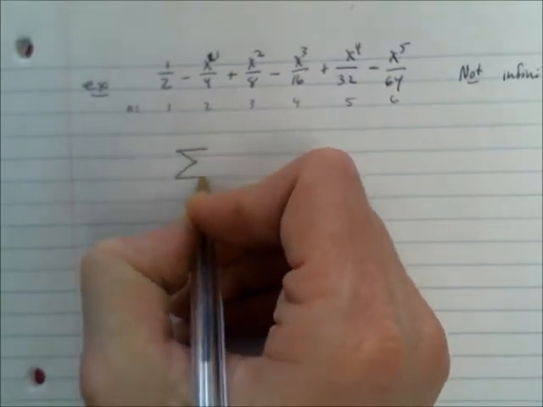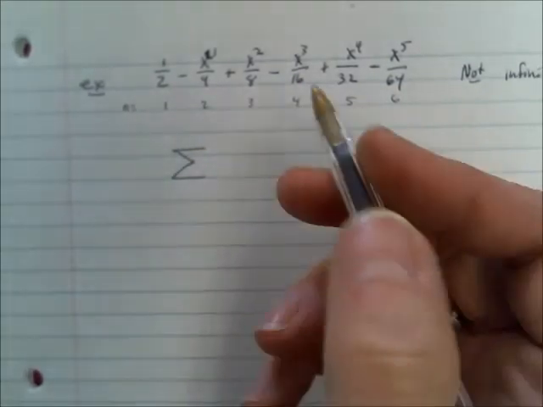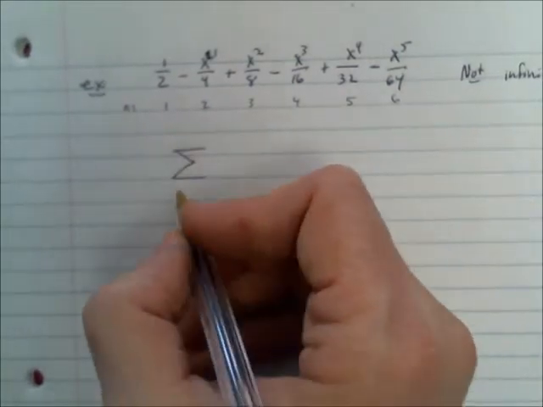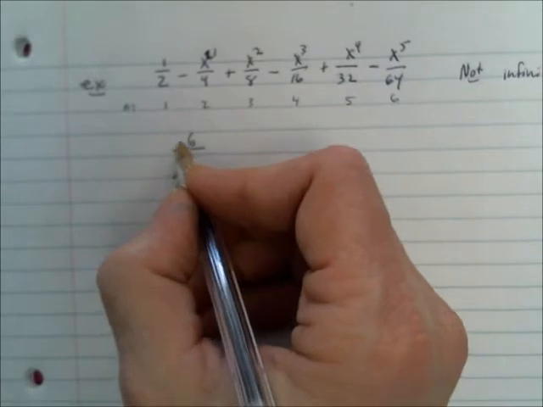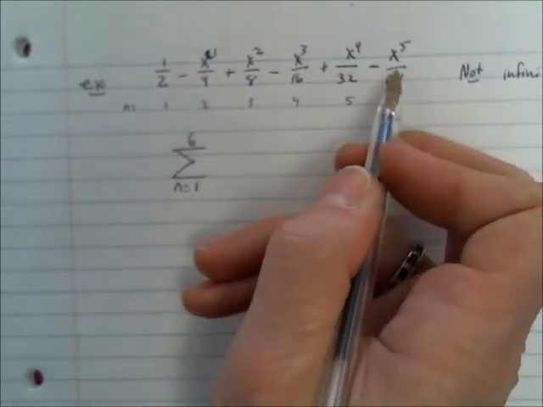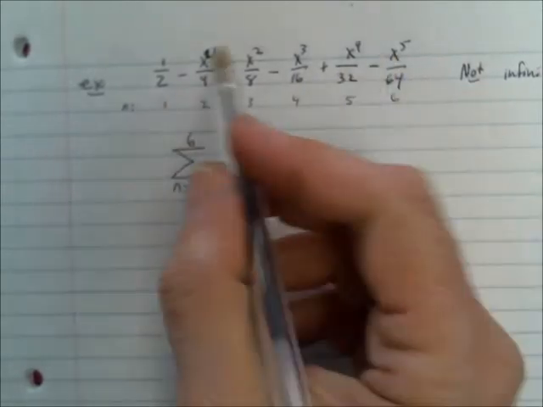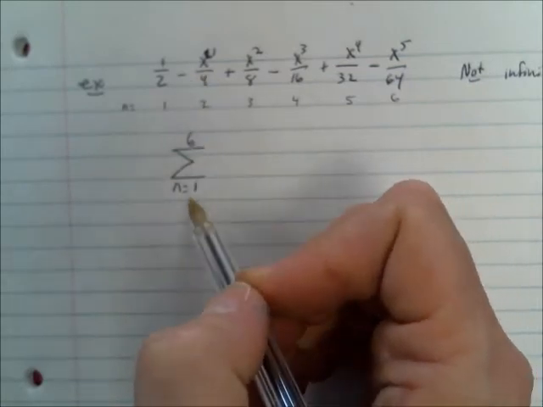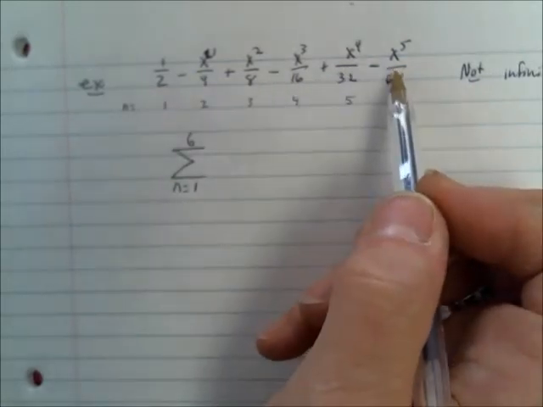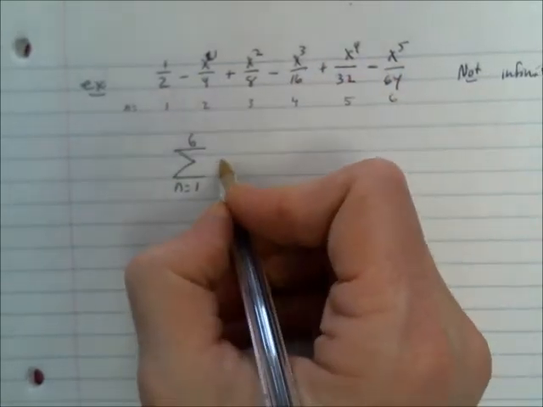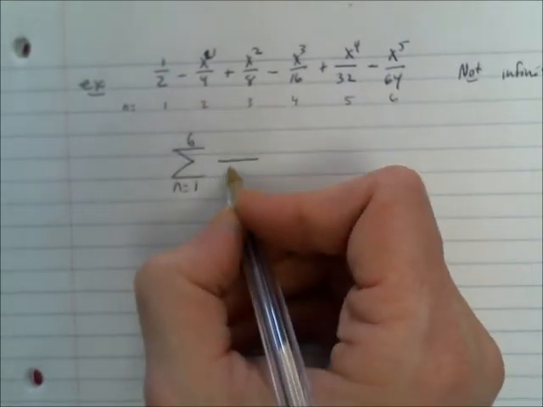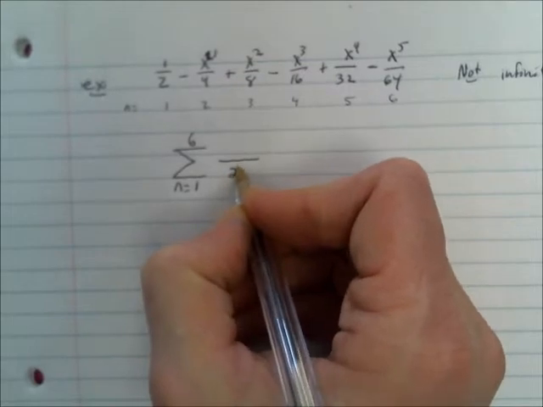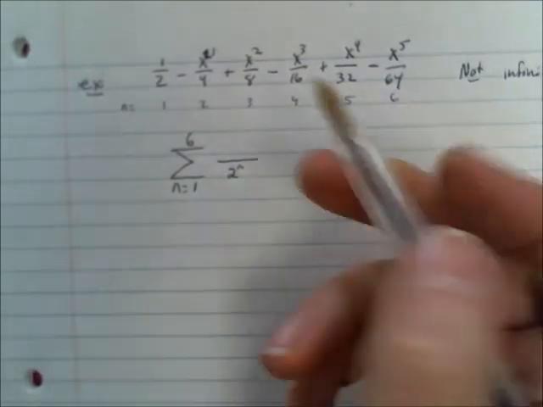So I'll start out with my sigma. And because I have 6 terms, my n value is going to go from 1 to 6. This top number is always, when you have a finite series, not always, but the easiest way to do it is starting with 1 and ending at the term number. And now we have a fraction. The denominator changes according to 2 to the nth power. So that's how I like to start out.